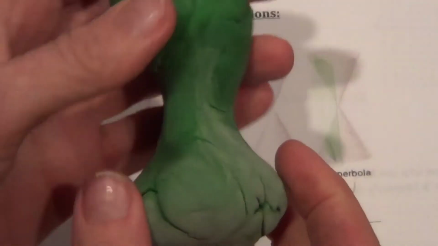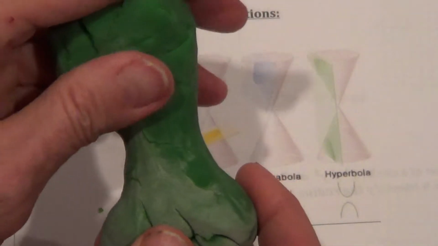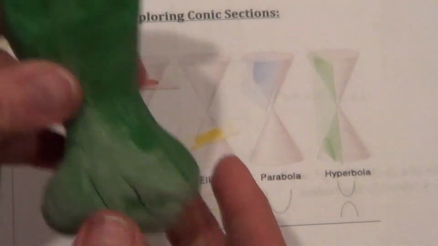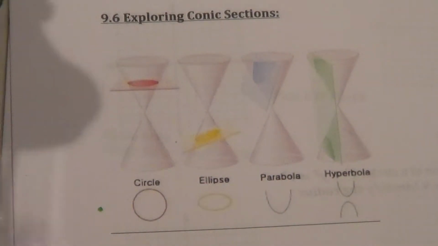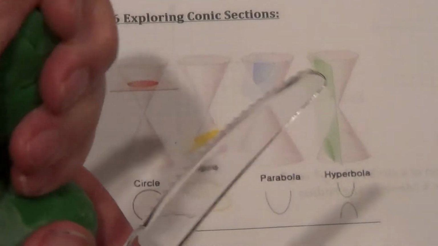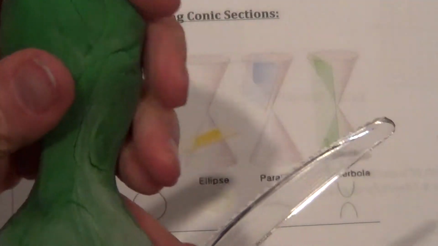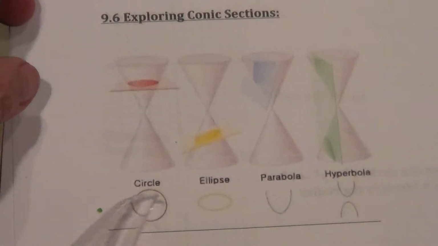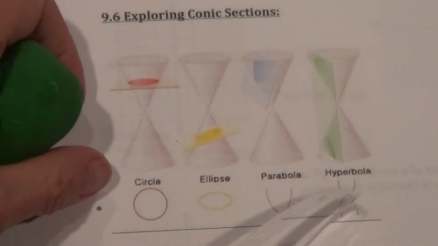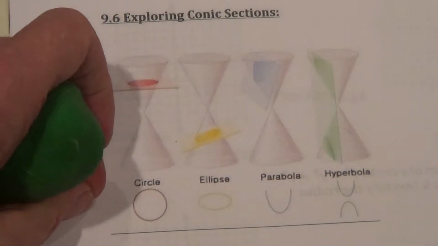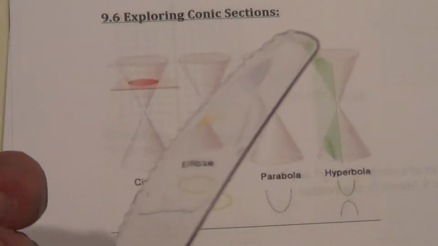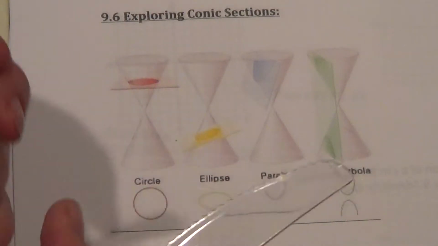Okay, now we've got our double nap cone. It's coming in at the center. And now we're thinking, well, there's got to be a parabola shape, because all of these shapes, the circle, the ellipse, the parabola, and the hyperbola, are called conic sections or conics. And that's because they can be made with slices of a cone.